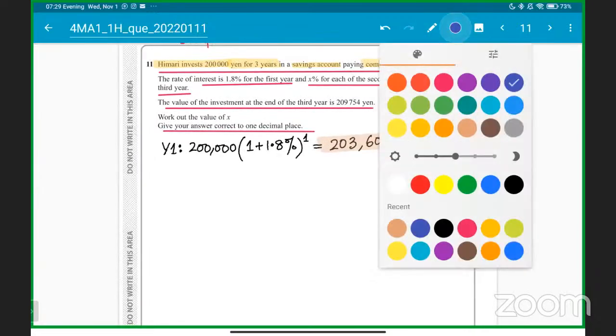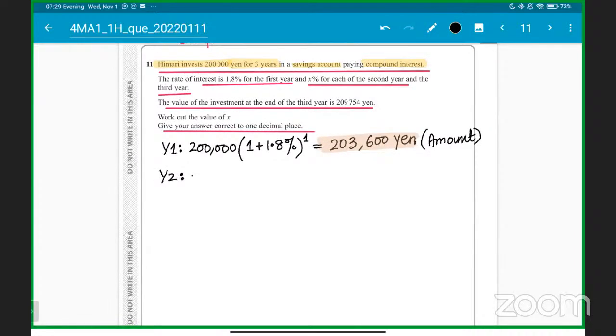For year 2 and 3, you are going to put this amount, 203,600, for the next years at the rate of X%. X% is the same for both the years, and you are getting 209,754 yen as the value of the investment at the end of year 3. So now you can solve between them. The power of 2, I did it because now we have 2 years, the second year and the third year.